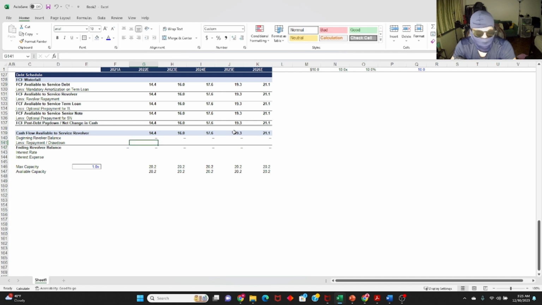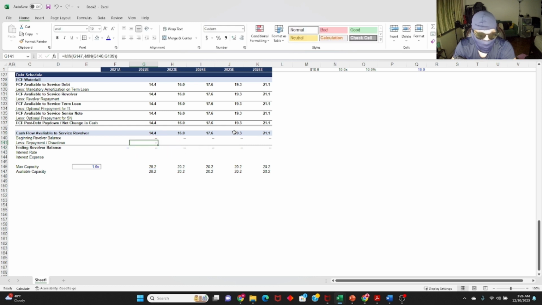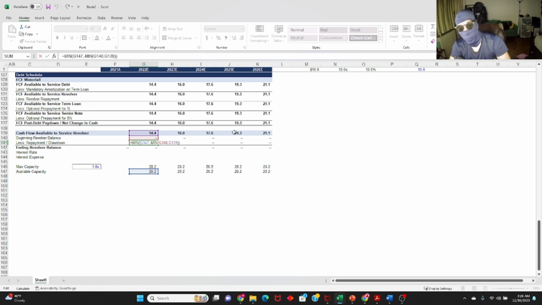And now the formula for your debt schedule for your revolver is going to be your min of your available capacity, comma, the negative min. It's going to be a nested formula between that. So it's going to be the minimum of your available capacity compared to the lesser of your cash flow available to service your revolver and your beginning revolver balance.